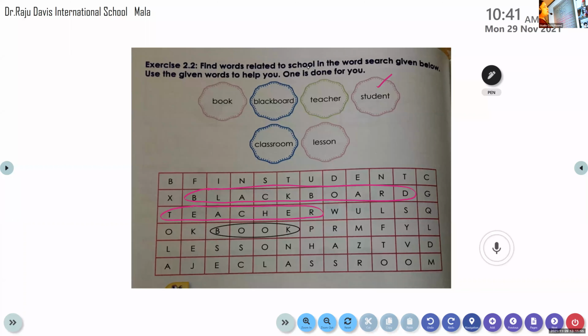Amreen is taking a lot of time. Sasha, unmute. Did you get the word student? No, ma'am. Student got. Student, did you get? Yes. Show me. Show your book. Show me where is the word?